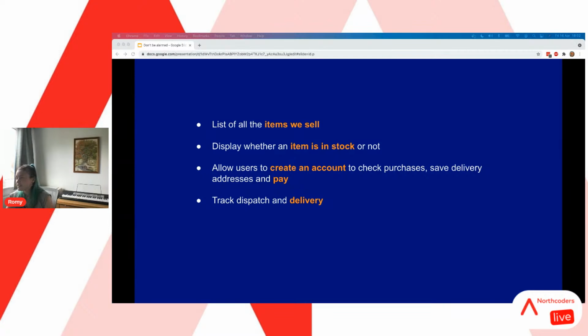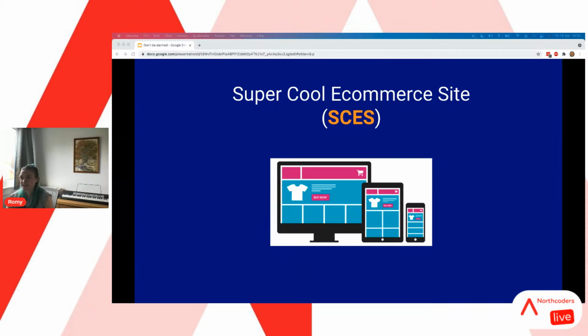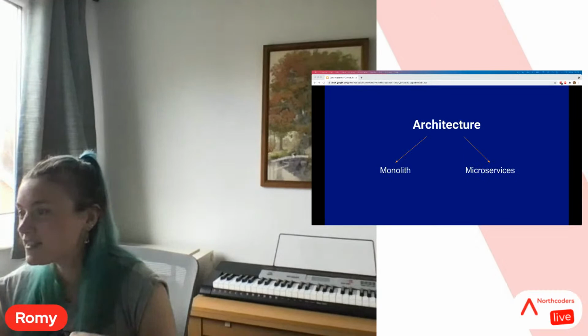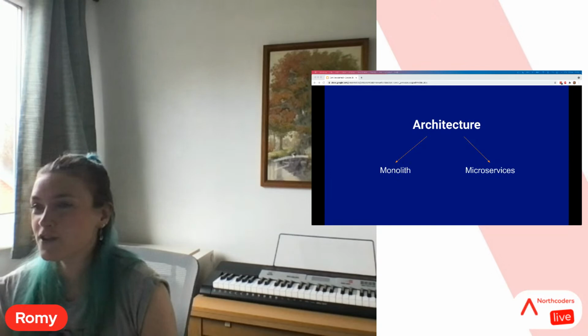So I've put these in a vague priority order, and you may feel like you would prioritize things differently, but this is the basis of a basic e-commerce site. So here's our super cool e-commerce site, which I've called Skis. It's a catchy name. Architecture. So we could have built this in a monolithic style or a microservice style, dropping some buzzwords in here for you. And just for those of you that don't know what they are, I'll do a quick diagram and explanation.